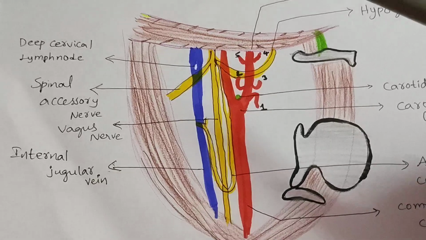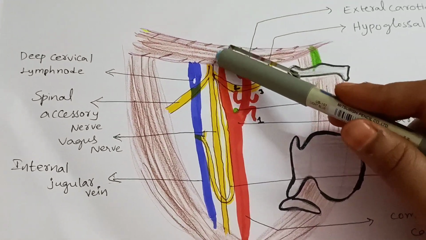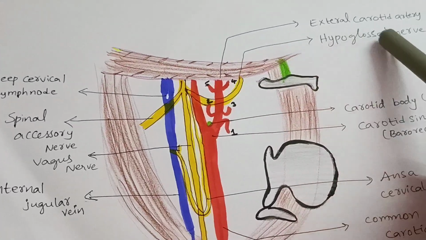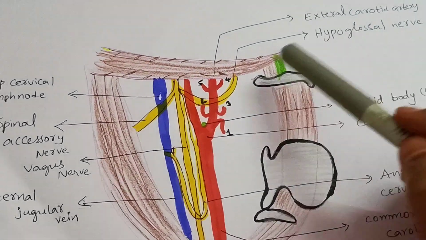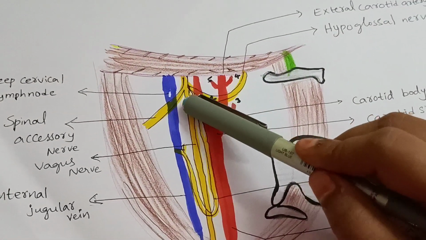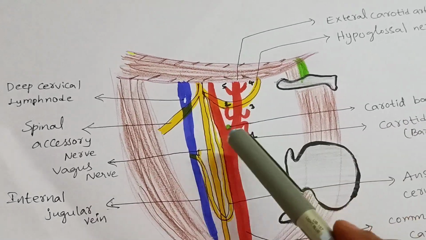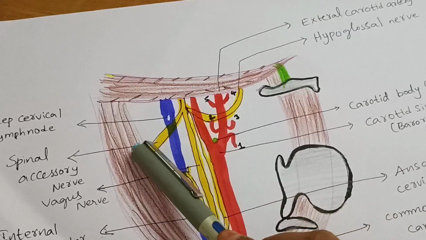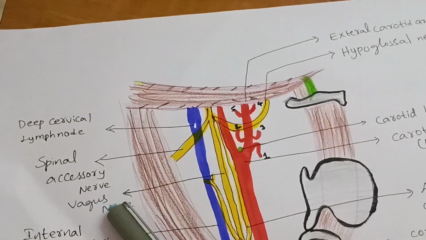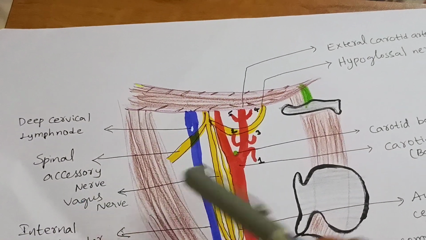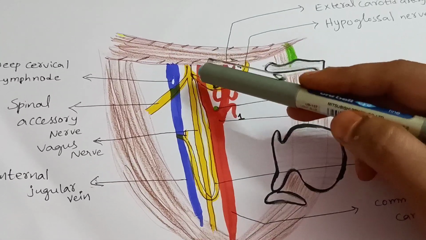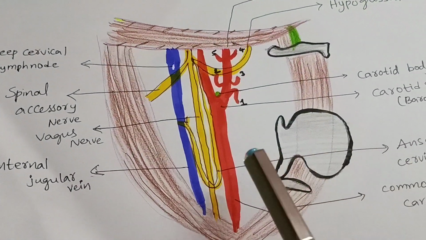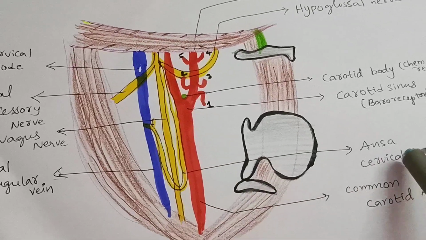Okay, and the nerves, coming to the nerves, here we can see the hypoglossal nerve, which is the 12th cranial nerve, and the vagus nerve, which is coming down, supplies the internal organs, and this is the spinal accessory nerve, which is 11th cranial nerve. Okay, and this is ansa cervicalis, which is coming from the hypoglossal nerve.